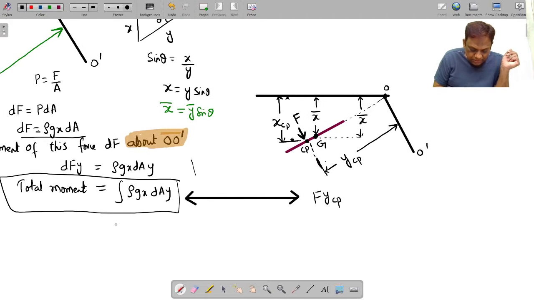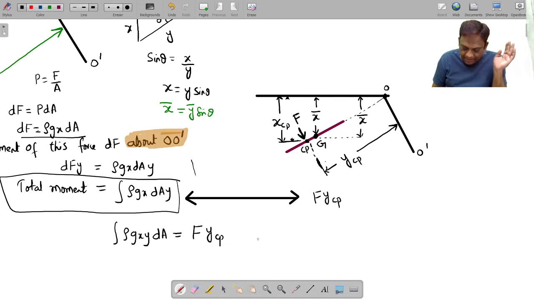Let us equate both. Integral rho g x y dA must be equal to F into y_cp. Rho g is constant, take it out of the integration. So rho g integral x y dA is equal to F. What is F? F is W A x bar.